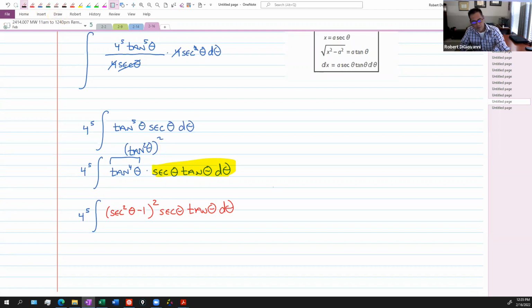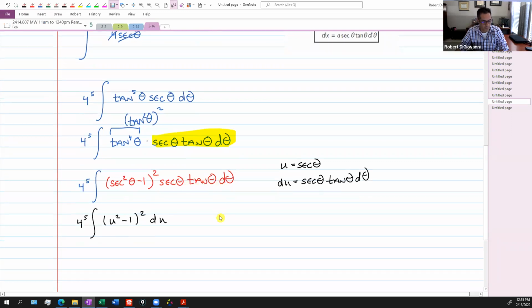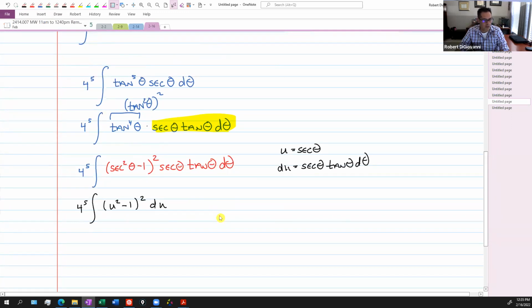Now I make a basic u substitution. U is secant theta. Du is secant theta, tangent theta, d theta. If I do that, my new integral becomes u squared minus 1, squared, du. It's direct, I don't have to scale or anything. Joshua, so far, is this okay? Thumbs up? Yeah.